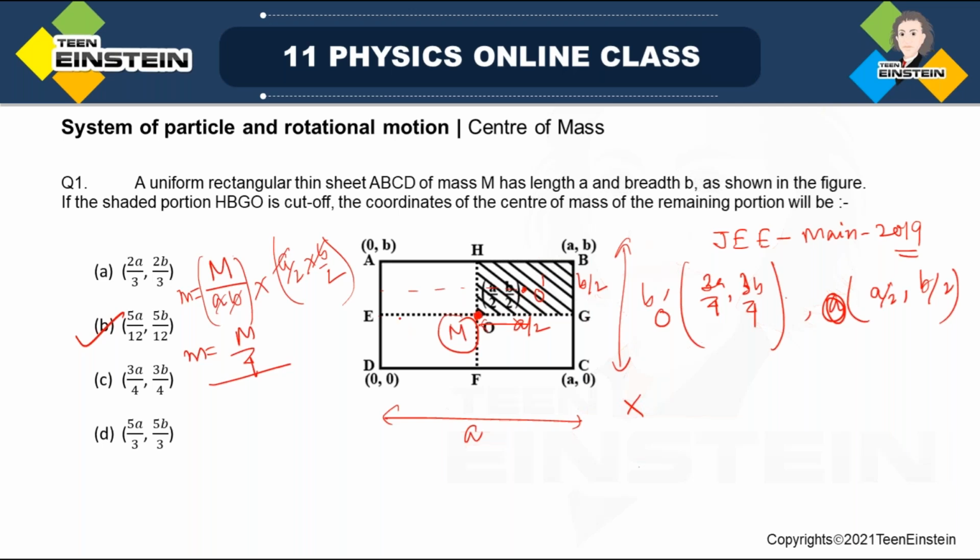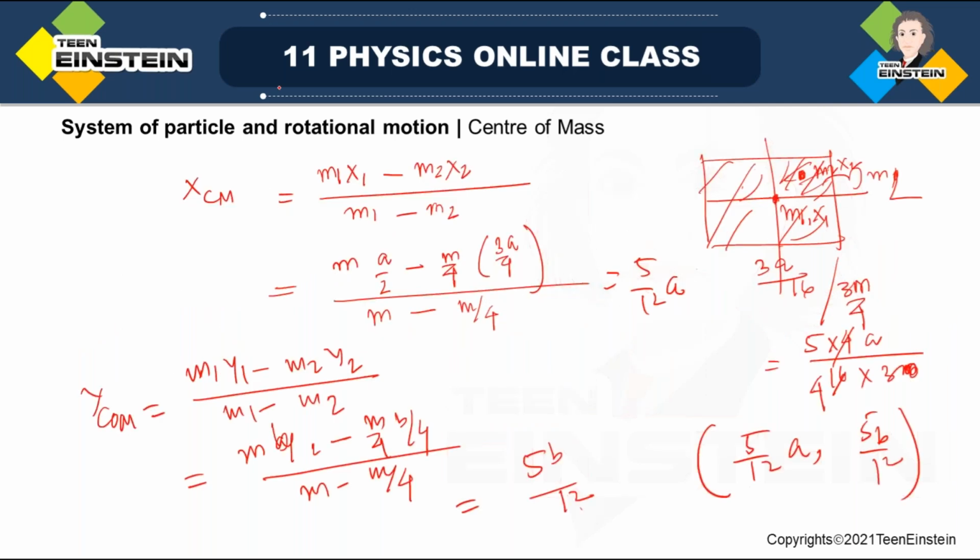Here, why minus I have taken instead of taking positive over here? I should have taken positive, but I have taken negative both side, both numerator and denominator, because that shaded region is actually cut off from the thin lamina.